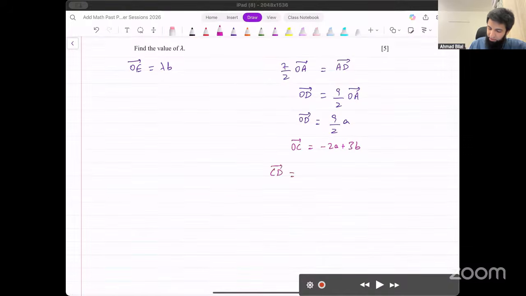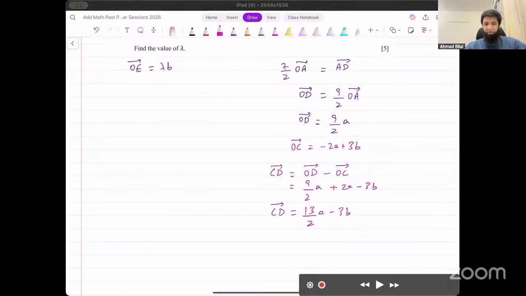CD vector. What's CD? CD is OD minus OC. That will be 9 over 2A minus minus 2A. That becomes plus 2A minus 3B. Simplify this. That gives us 13 over 2 times A minus 3B. That's the vector CD that we're getting. Okay. So we found the vector CD.